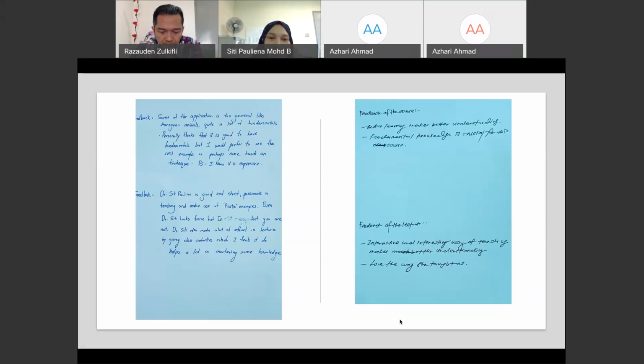Lepas tu dia kata dia suka bila saya buat contoh sesuatu yang dalam real world. Contoh macam saya comparekan teori yang dia belajar tu dengan pasta. Macam tu lah. So dia kata dia banyak membantu dan lebih faham bila contoh yang saya buat macam tu. And then yang kedua ni feedback dia bagi tahu interaktif dengan interesting. So saya pun tak tahulah. Harapnya betul lah yang diorang kata menarik.